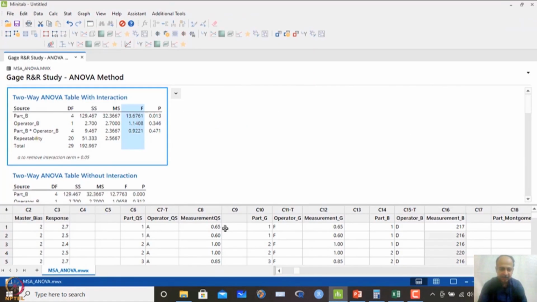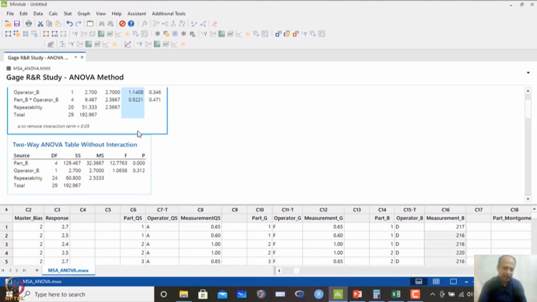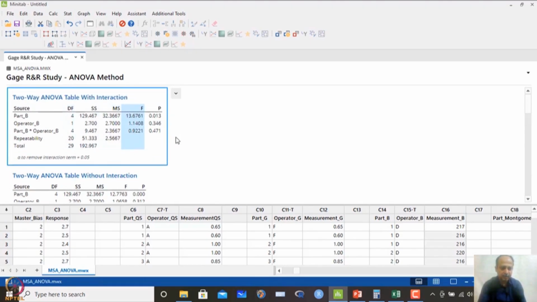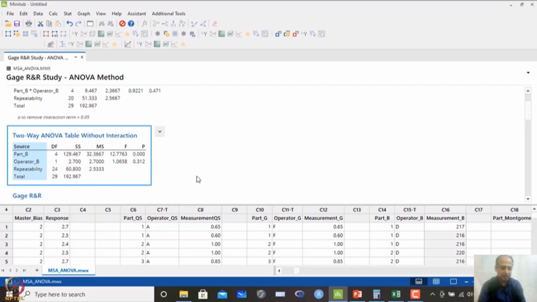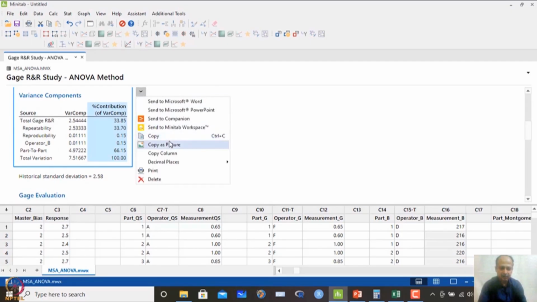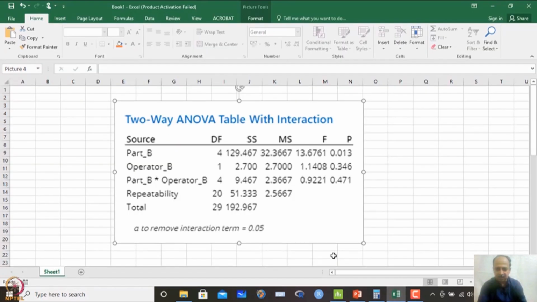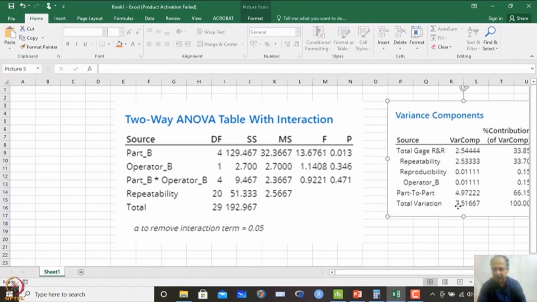So, we will go back to the results over here and do the ANOVA analysis. When we do the ANOVA and the interaction is not prominent, with p value more than 0.25, MINITAB automatically combines and gives you a table where only the part p value and the operator p value are reported. So, that interaction will be taken out. Without interaction, MINITAB will report the percentage contribution, what you can see over here. If I copy this one and paste it, it is around 33%, which is quite high.